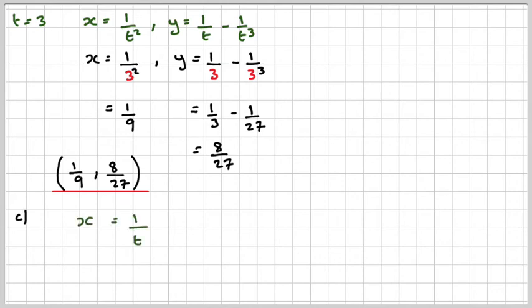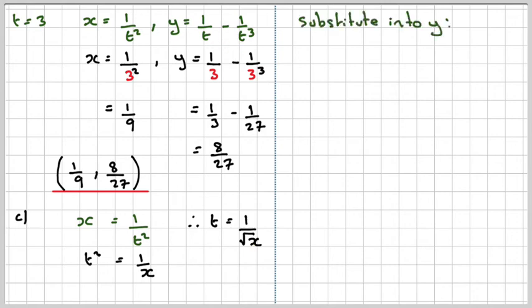And finally, we need to write down the Cartesian equation. So if x is 1 over t squared, then that means that t squared is 1 over x. As t is positive, t will be equal to 1 over the square root of x. If we now substitute that into y, we're going to get y is equal to 1 over (1 over the square root of x) minus 1 over (1 over the square root of x) all cubed.